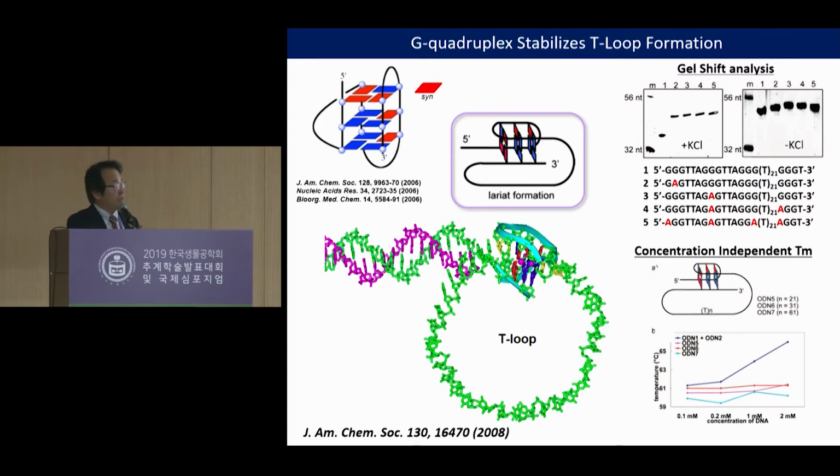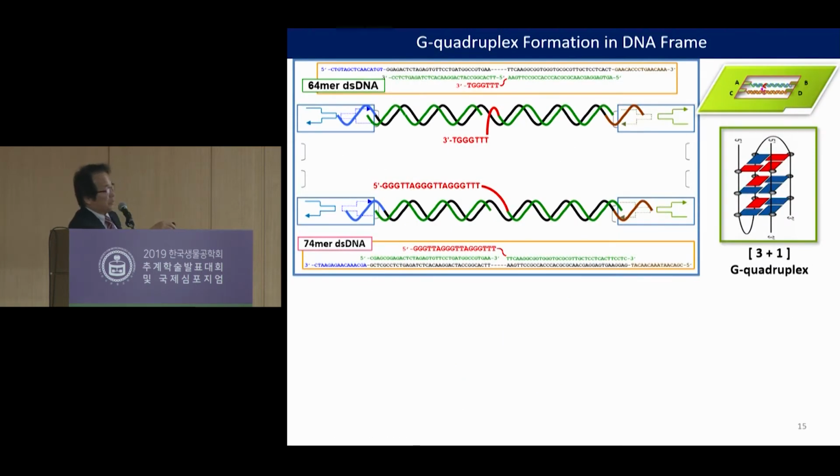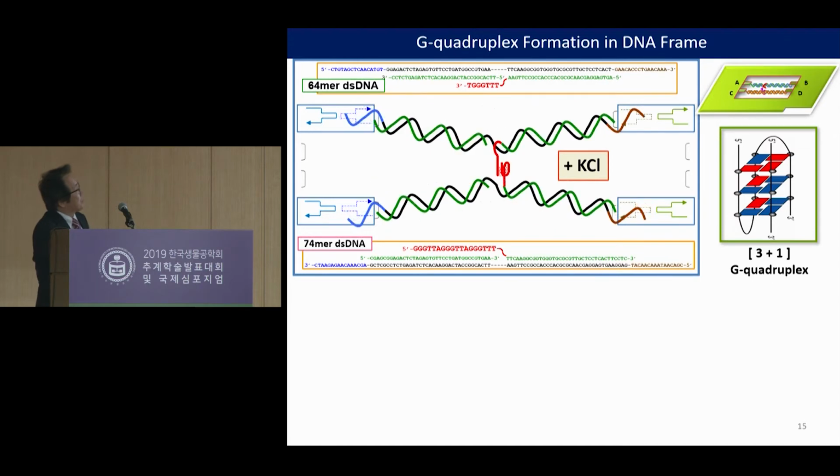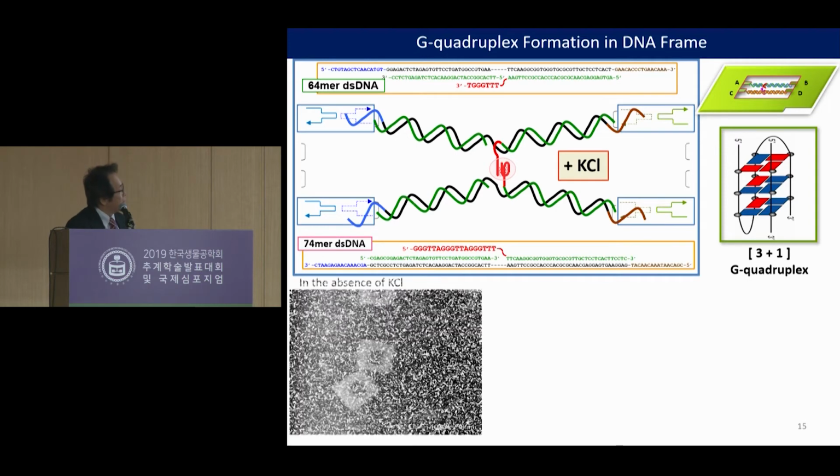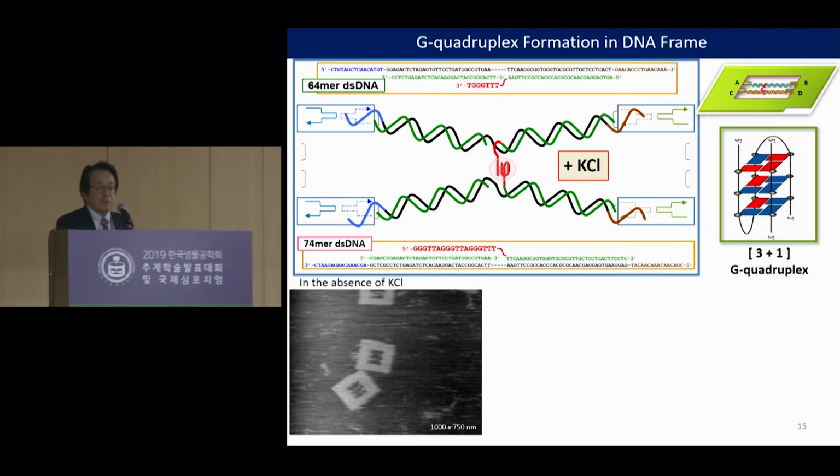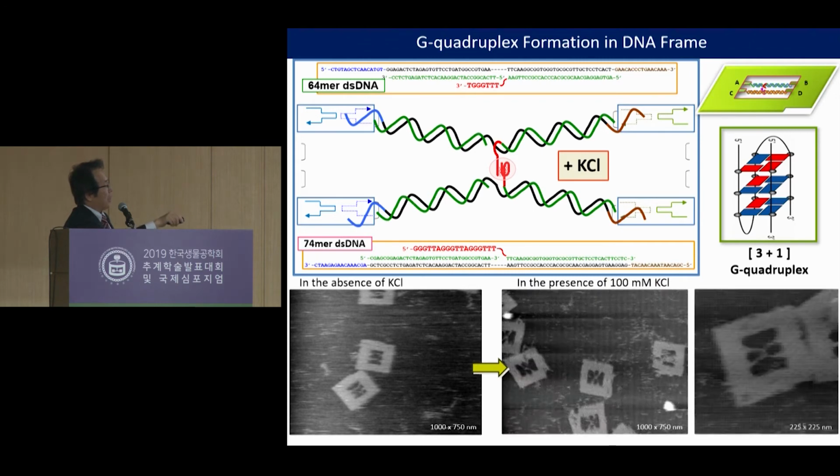Therefore, we decided to use the platform and introduce the single repeat on top strand in DNA frame and 3 repeats on bottom strand, and ask whether it forms the X-shaped structure in the presence of potassium ion. So this is an image. In the absence of potassium ion, you can see the parallel DNA. And in the presence of potassium ion, you can see the formation of X-shaped structure.